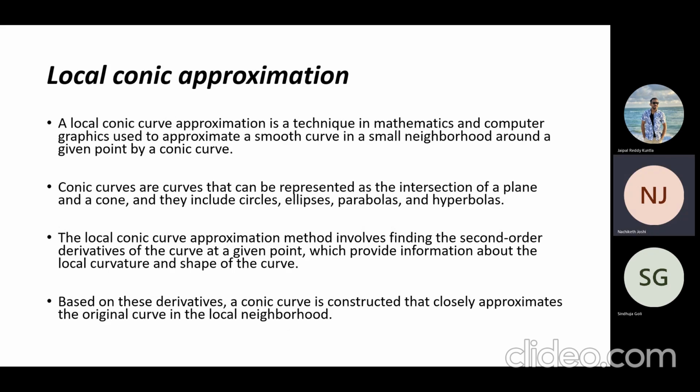Local conic approximation. A local conic curve approximation is a technique in mathematics and computer graphics used to approximate a smooth curve in a small neighborhood around a given point by a conic curve. Conic curves are curves that can be represented as the intersection of a plane and a cone, and they include circles, ellipses, parabolas, and hyperbolas. The local conic curve approximation method involves finding the second order derivative of the curve at a given point, which provides information about the local curvature and the shape of the curve. Based on these derivatives, a conic curve is constructed that approximates the original curve within the local neighborhood.